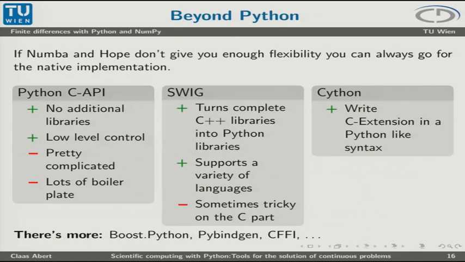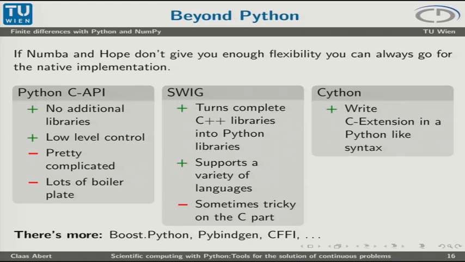Then I'll proceed. If this is still not enough, you can always go for a native implementation. So you write your own C code and try to make it callable from the Python side. The most natural way would be to use directly the Python C API. Advantages are that you don't need any additional libraries and you have very fine-grained control over what you're doing. The downside is that it's, I guess, pretty complicated and you have to write lots of boilerplate code, as I have read. I actually never tried this myself.